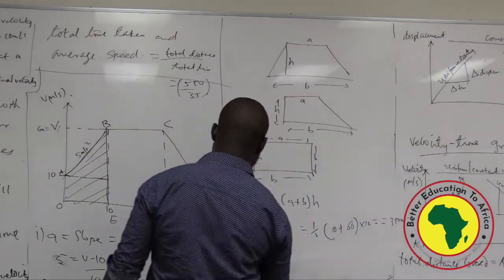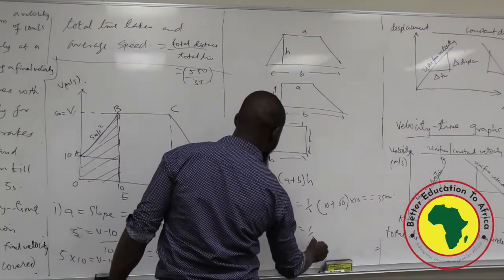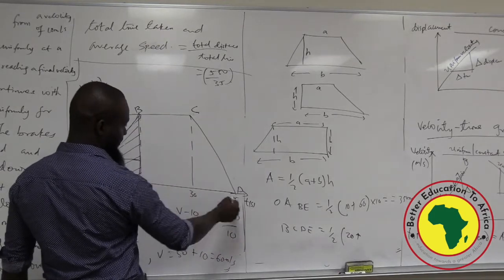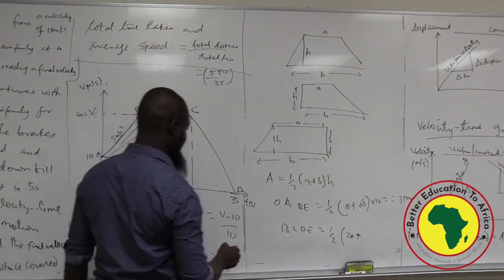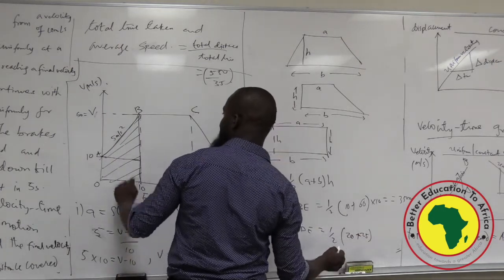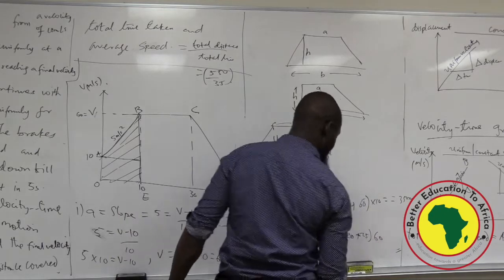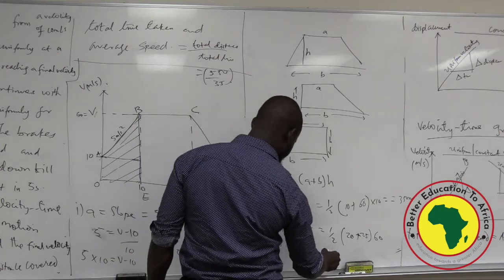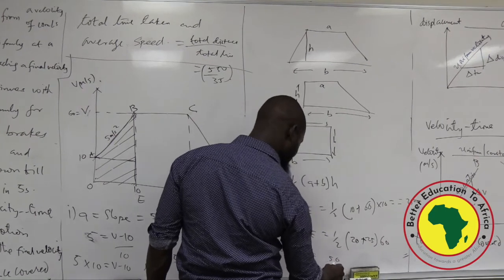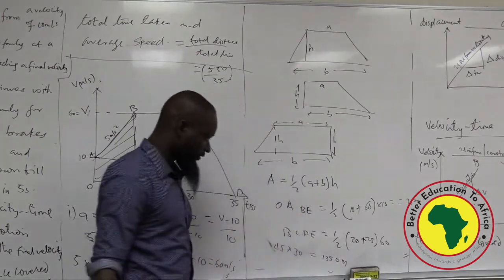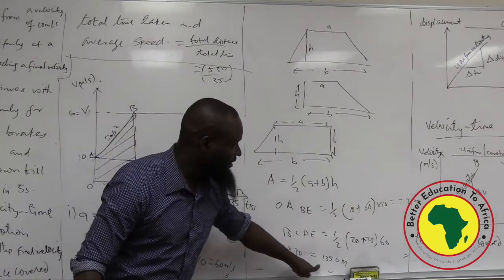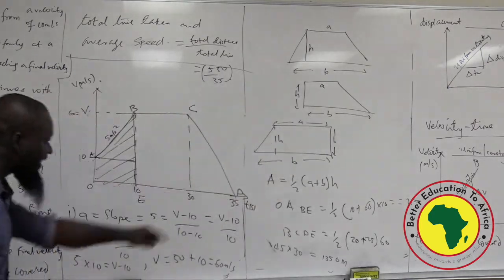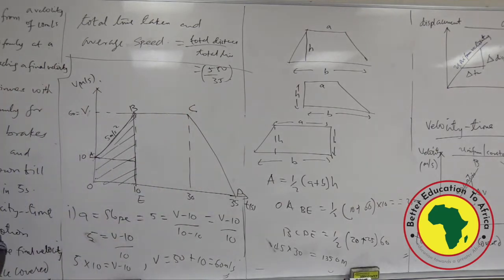Then for the next part, the trapezium BCDE is half times the short side, 30 minus 10, 20, plus the long side, 35 minus 10, 25, times the height, which is still 60. So it becomes 20 plus 25, 45, times 30, so you have 1350 meters. Okay. So this 1350 meters plus 350 meters is going to give you the total distance covered. And then that sum divided by 35, the total time taken, you get the average speed from there.